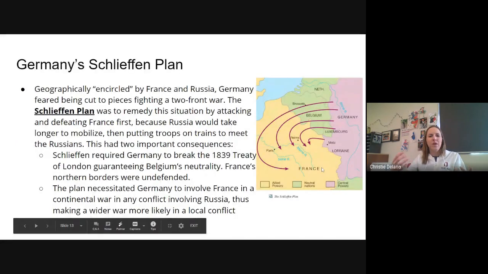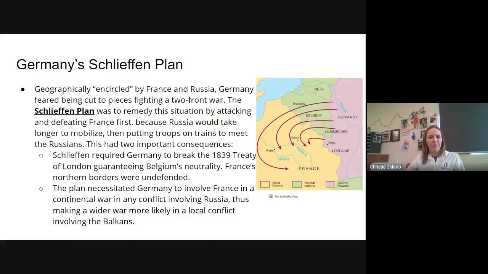So Germany comes up with a plan, and that is the Schlieffen Plan. Ultimately speaking, right, this idea that Germany is being encircled by France and Russia, they feared that they would have to split their army into two pieces to fight this two-front war. So they developed this Schlieffen Plan.